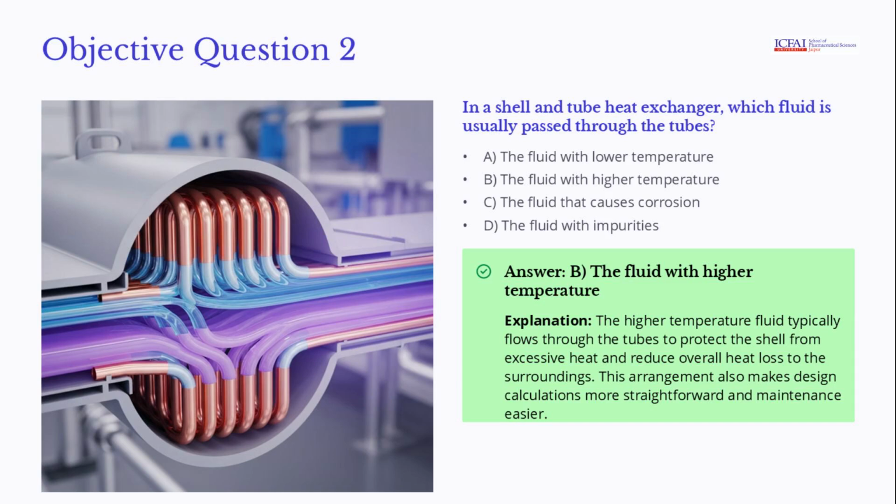In a shell and tube heat exchanger, the fluid with higher temperature typically flows through the tubes. This arrangement protects the shell from excessive heat and reduces overall heat loss to the surroundings. It also simplifies design calculations and makes maintenance easier.